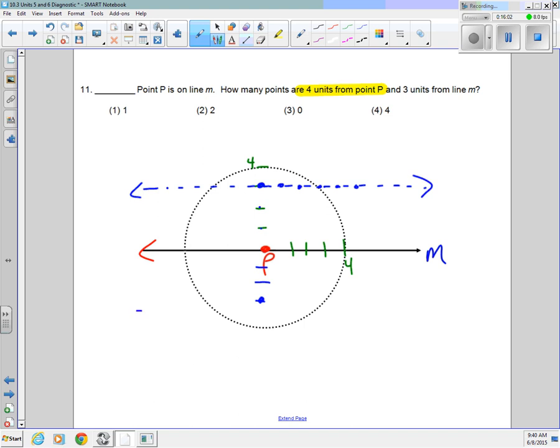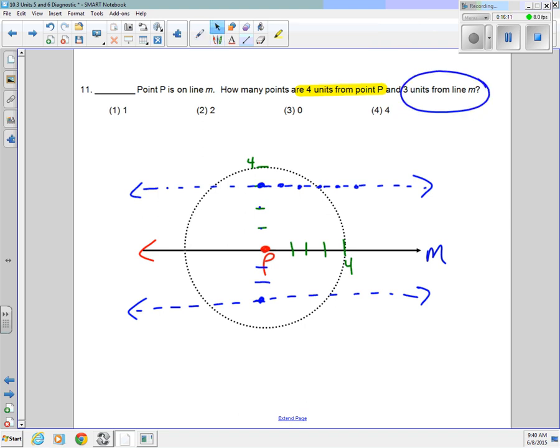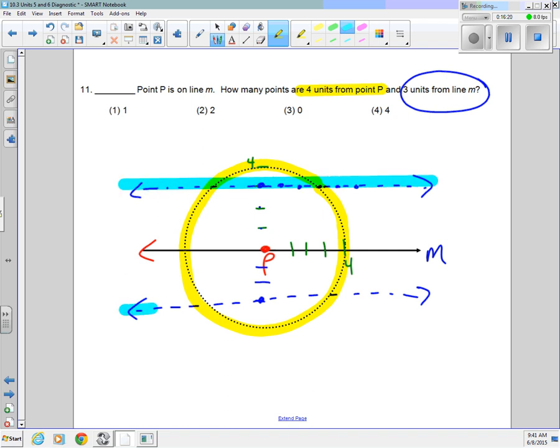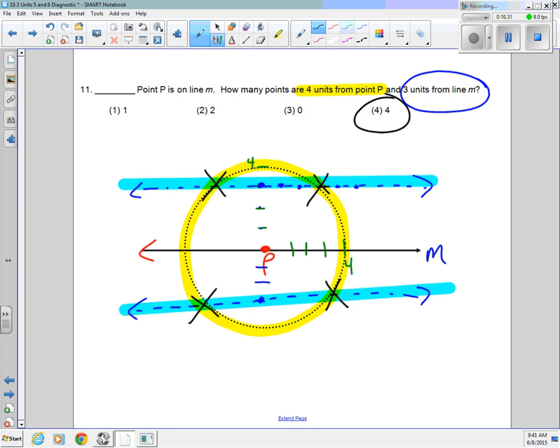And the same thing can occur on the bottom, a line parallel to the original. So how many points are 4 units from P and 3 units from M? Well, they're points that are in the intersections of the loci. So here's my circle, and here are my lines. If I look at the colors, there are exactly 4 locations that are green. That's where the yellow and the blue overlap. 1, 2, 3, 4. Okay? All right, next question.